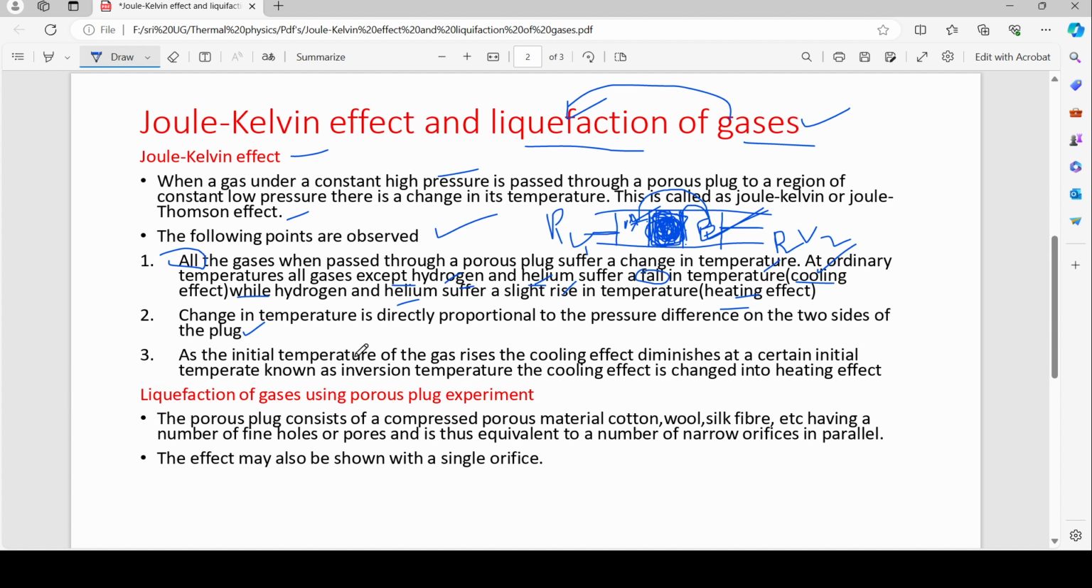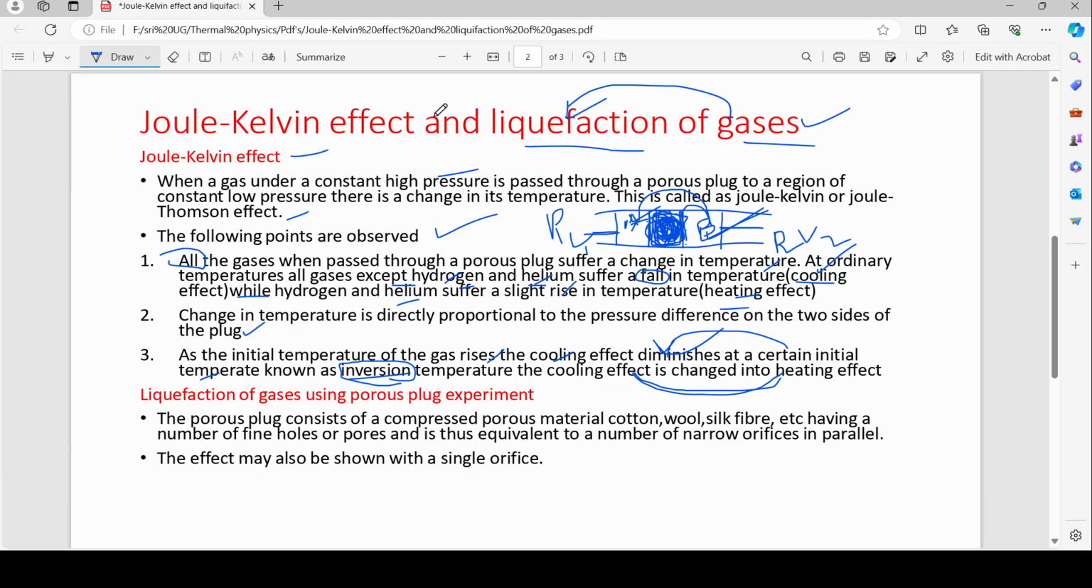As the initial temperature of the gas rises, the cooling effect completely disappears. Initially the gas has a certain temperature; if it rises, the cooling effect cannot appear. At a certain initial temperature, known as the inversion temperature, the cooling effect is converted into heating effect. At the inversion temperature, cooling effect changes into heating effect.